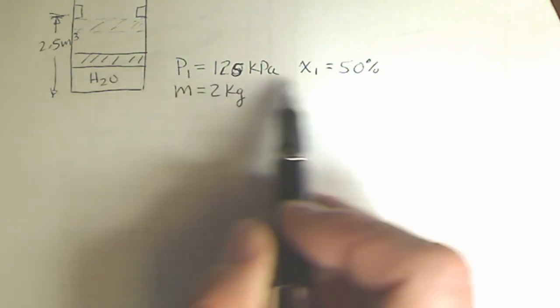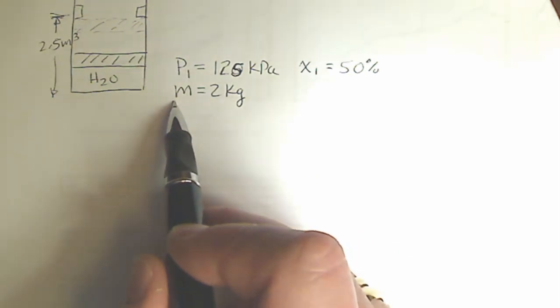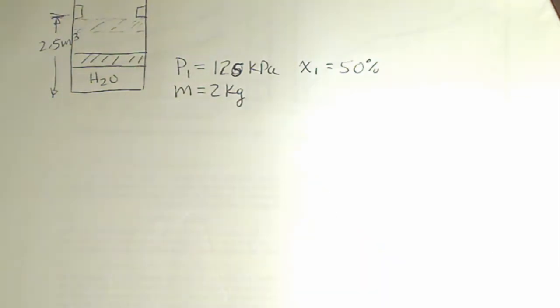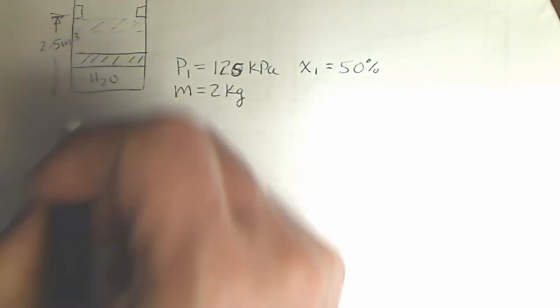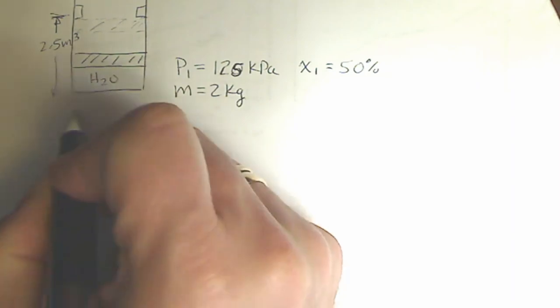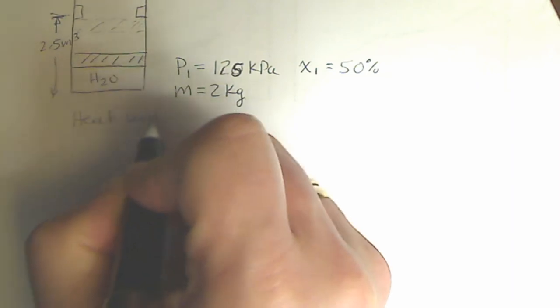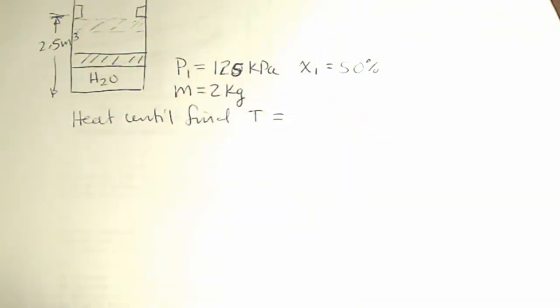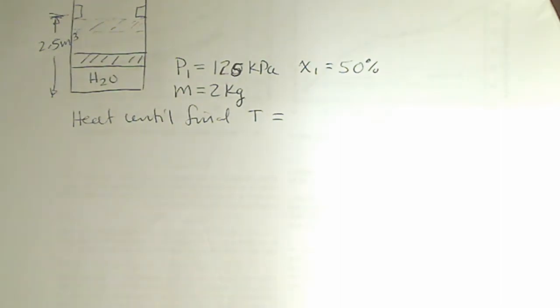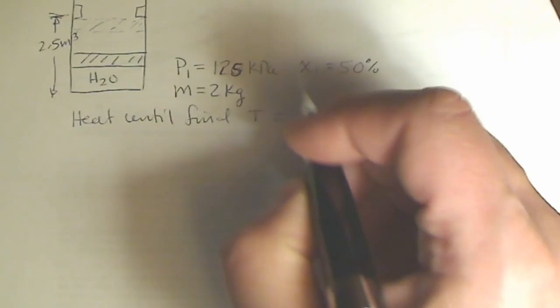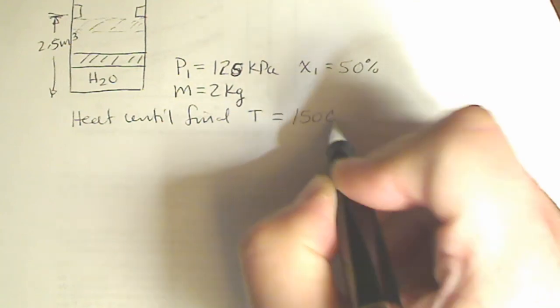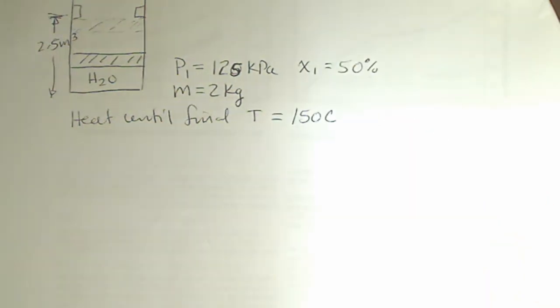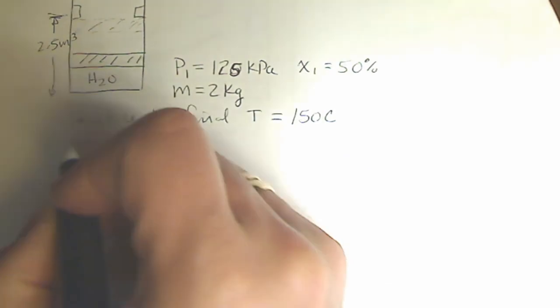We know the pressure and the quality. And we know that there are 2 kilograms of water in here. What we're going to do is heat this until the final temperature is equal to 150 degrees C. And so the question becomes, what is the final state?